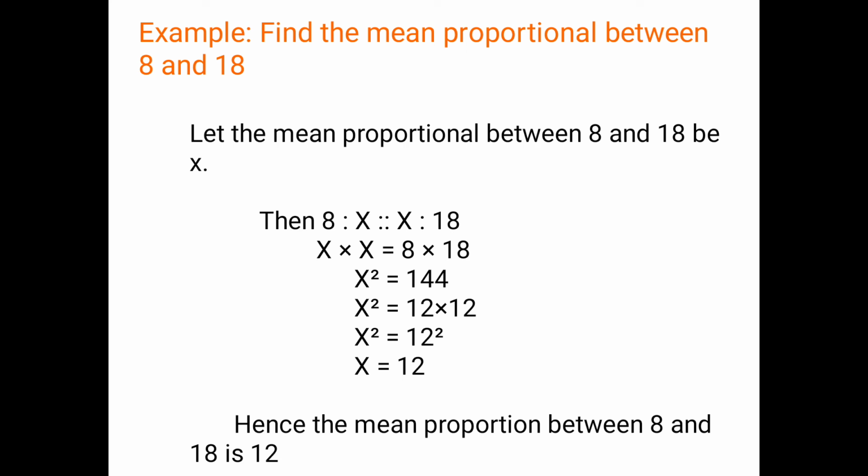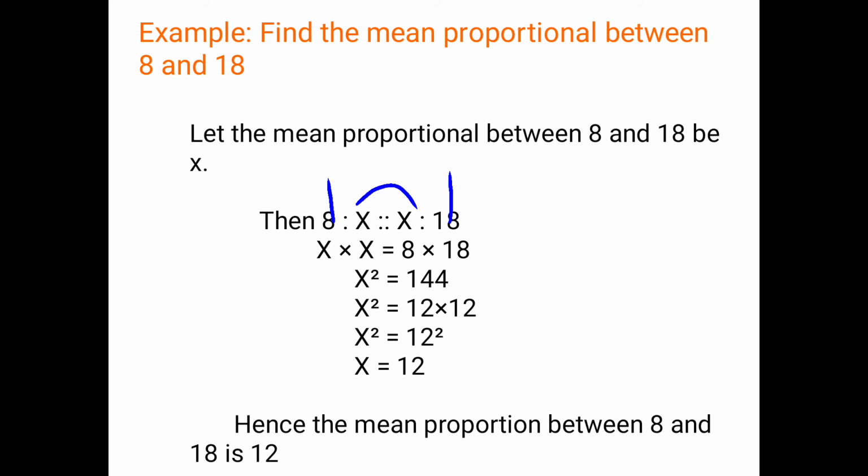The next example: find the mean proportional between 8 and 18. The first number is 8 and the last number is 18. How many numbers are there in between 8 and 18? It is 2 numbers, isn't it? For the 2 numbers we can give x. So the first number is 8 and the last number is 18. We already know that the product of extremes is equal to the product of means.